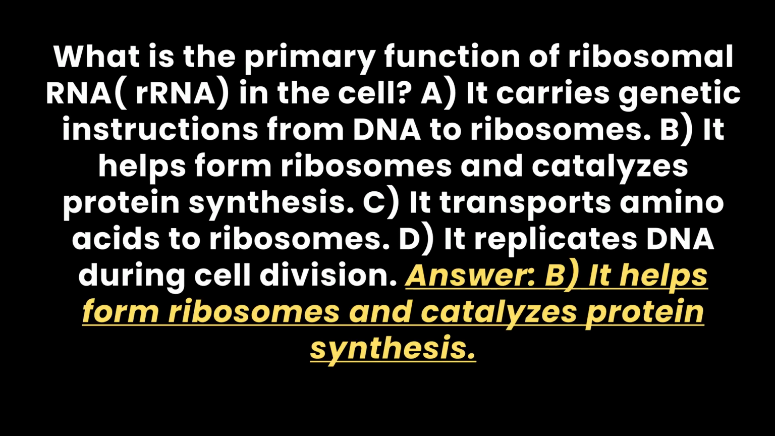Multiple choice questions. What is the primary function of ribosomal RNA, rRNA, in the cell? A. It carries genetic instructions from DNA to ribosomes. B. It helps form ribosomes and catalyzes protein synthesis. C. It transports amino acids to ribosomes. D. It replicates DNA during cell division. Answer: B. It helps form ribosomes and catalyzes protein synthesis.